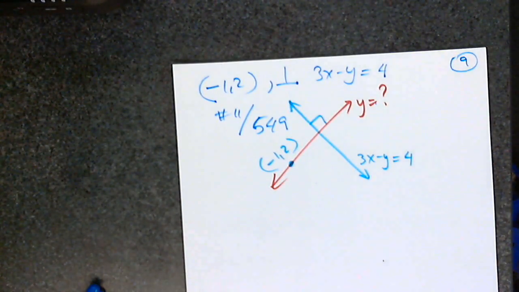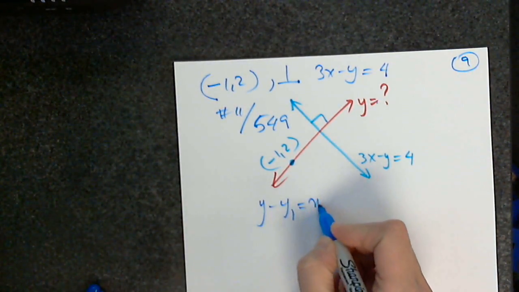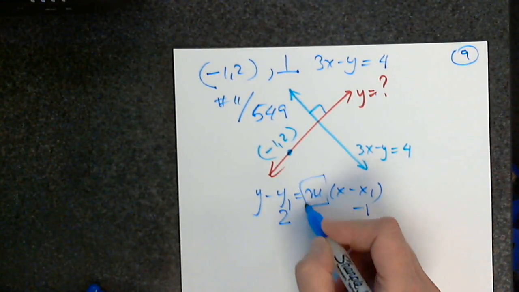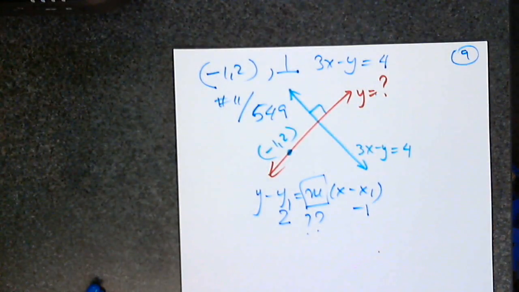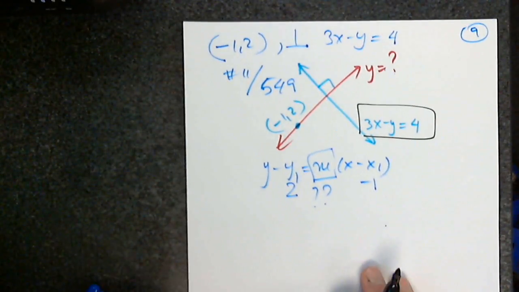I have a point, and the point is not the y-intercept. So immediately I think of y - y1 = the slope times (x - x1), where x1 is -1 and y1 is 2. However, if I can't find a way to find the slope, I will not be able to find the equation of this line. So what do I do to find the slope of the line? Very good point. Yes, I have to take this equation and solve it for y first.